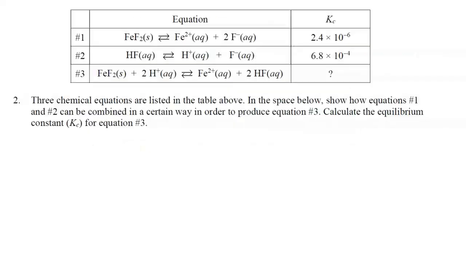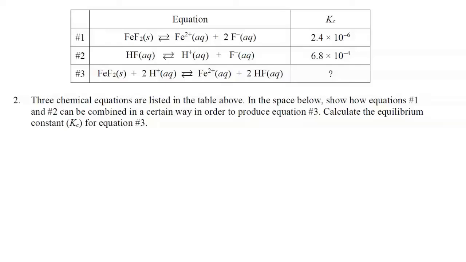Question 2. 3 chemical equations are listed in the table above. In the space below, show how equations number 1 and number 2 can be combined in a certain way in order to produce equation number 3. Calculate the equilibrium constant Kc for equation number 3.